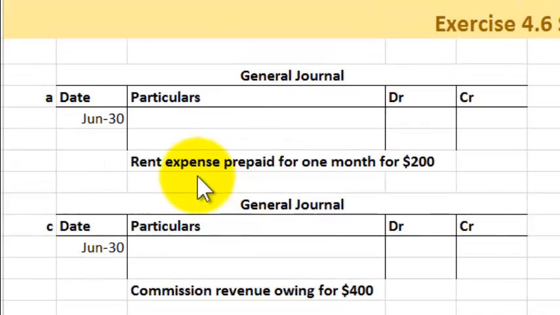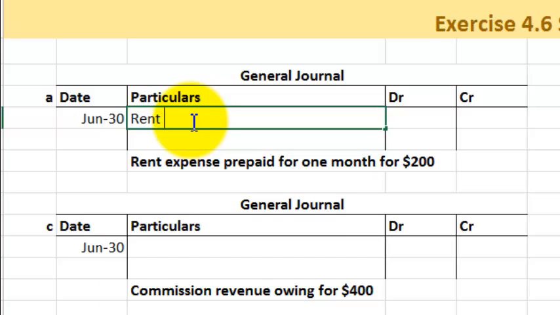So in this first one here, 4.6a, rent expense prepaid for 1 month. So it tells you straight away it's an expense and it's been prepaid. So let's go ahead with that. First of all, we've got rent expense, so we'll type that in. I'm just going to call it rent expense, because sometimes you also have rent revenue, which is obviously different.